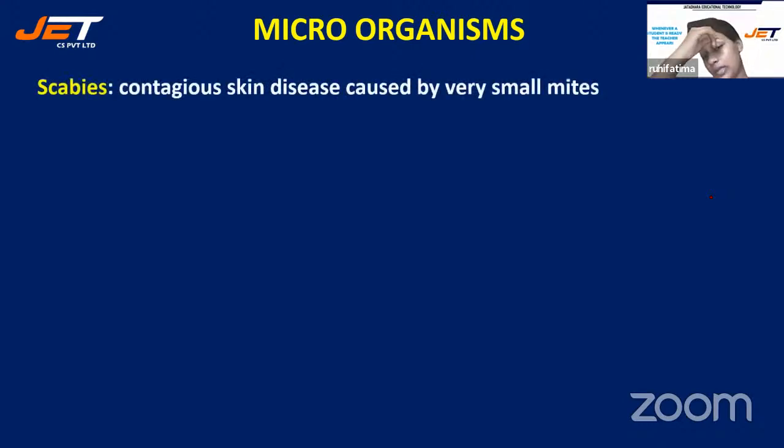Okay. Now we learn about a few diseases which are caused by microorganisms. These microorganisms are very useful for us, and sometimes they are also very harmful. They are the cause of various diseases as well. So we learn about a few diseases that are caused by microbial activities. And number one is scabies. Scabies is a contagious skin disease caused by small mites.